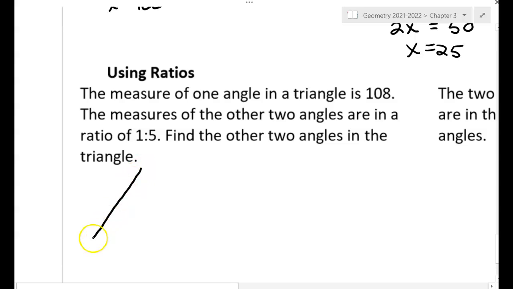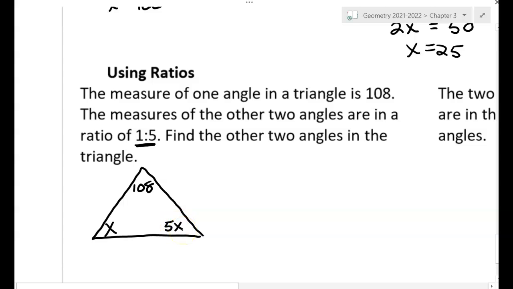Step 1, draw your picture. You absolutely must draw your picture. One angle is 108. So I'm going to put that there. This is not drawn to scale because clearly none of my angles look like they equal 108. And then it says the other two angles are in a ratio of 1 to 5. So I'm going to call one of these angles x. And to get a ratio of 1 to 5, that other angle has to be 5x.